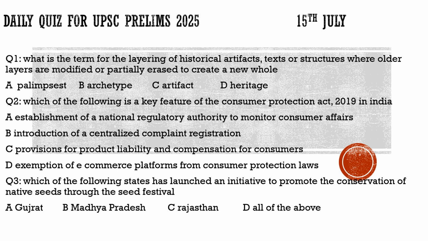Is it the provisions for product liability and compensation for consumers? Let's keep it here. Is it exemption of e-commerce platforms from consumer protection law? Option D is the very extreme option, so we can easily mark it incorrect. For question number 2, it is option C, which is provisions for product liability and compensation for consumers, which is the key feature of the Consumer Protection Act 2019.